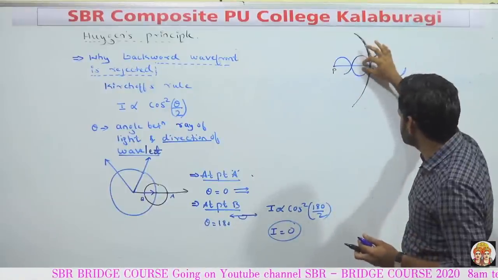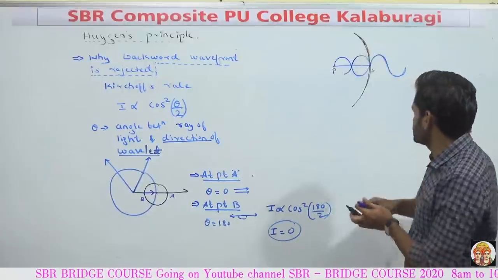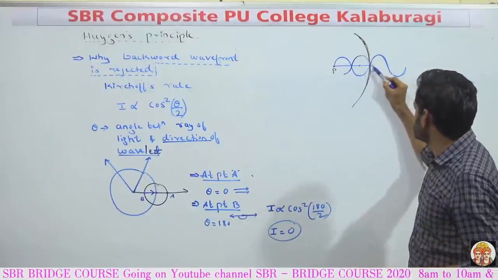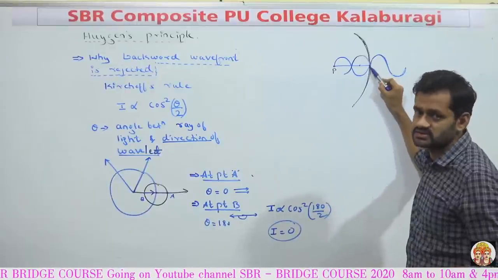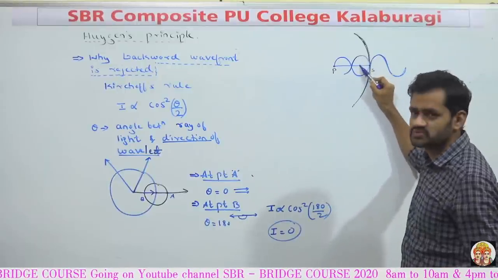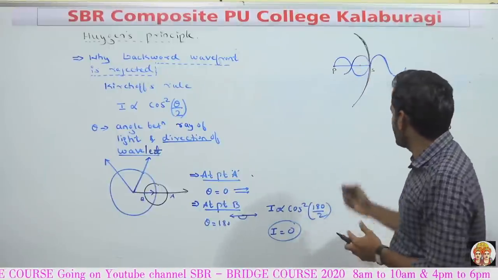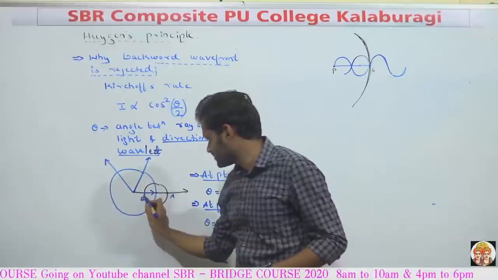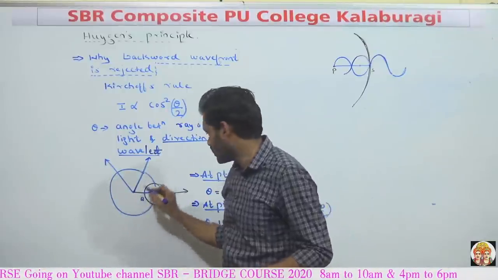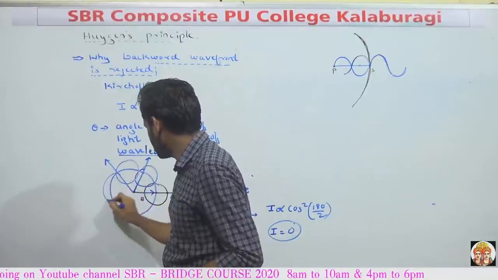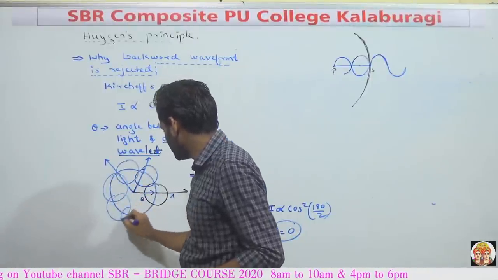After superimposing, the intensity at this point, due to this source, is what? Zero. You'll get amplitude at this point as zero. Because of that reason, the backward wavefront will not come. This is the next wavelet. It is the next wavelet.